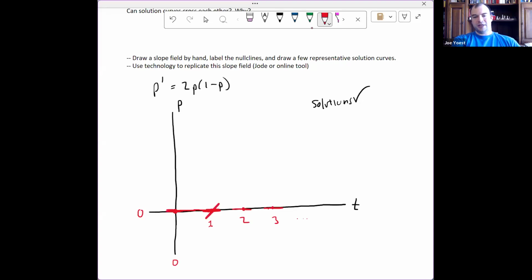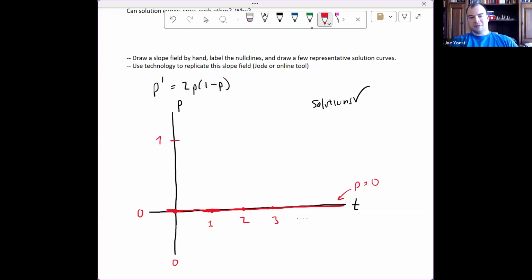Now, if (1, 0) had a slope like +1 or something, then I would start following this slope instead, but it doesn't. It has a slope 0, which tells me keep going to the right. (2, 0) has slope 0, which tells me keep going straight to the right. This is my equilibrium solution, P equals 0.